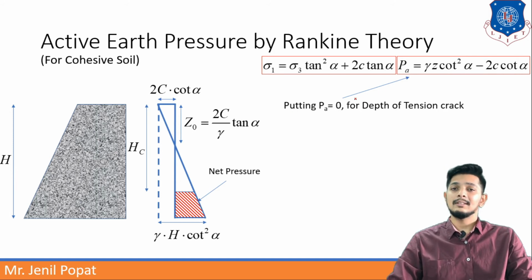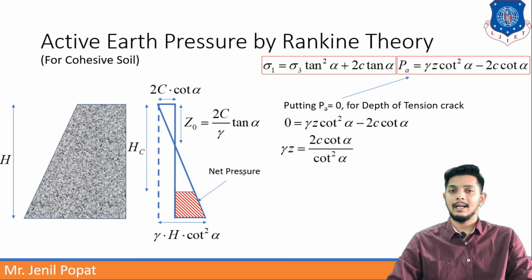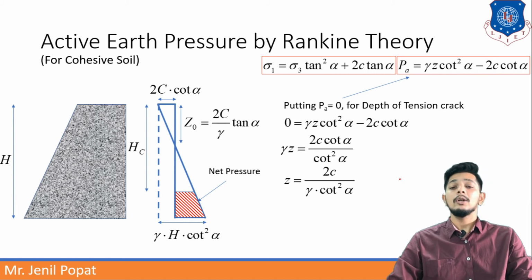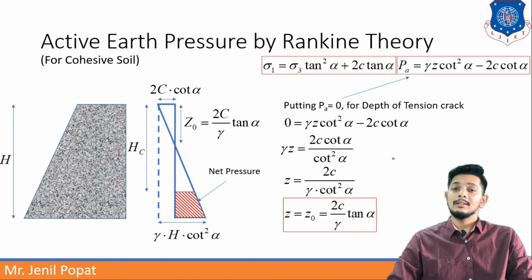So, putting PA = 0 in this equation, gamma z = 2c cot alpha upon cot square alpha. If I want to find out the z depth at which PA will be 0, then z is equal to z0 is equal to 2c by gamma into tan alpha, because 1 upon cot square alpha can be written as tan alpha. Again, we have to remember this formula too.